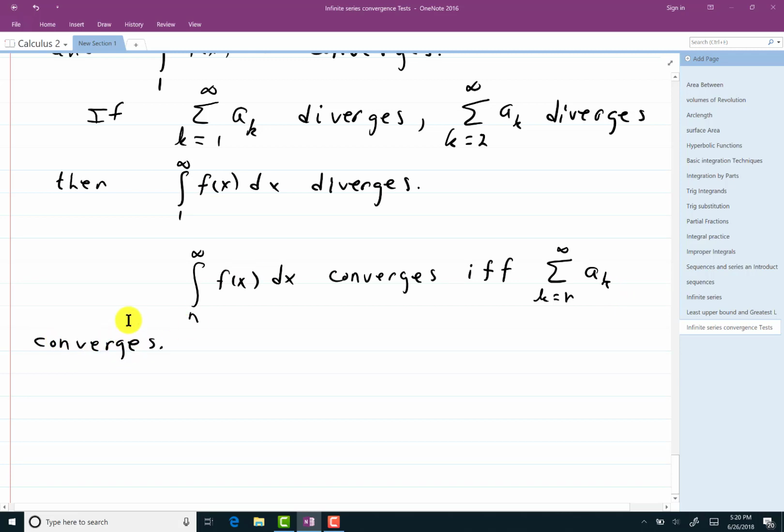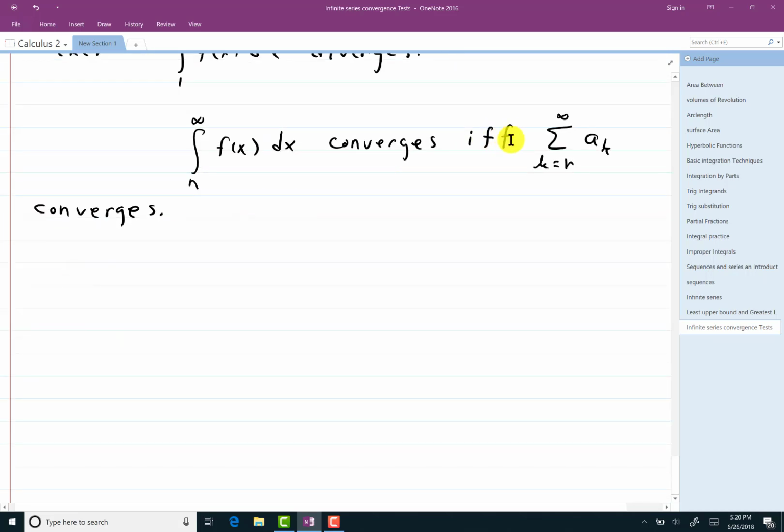So the key here is to start this at the same place that this starts, and you'll be able to do this. And of course, this if and only if means this happens at the exact same time that this happens. They are dependent on each other. One diverges, the other diverges. One converges, the other converges.